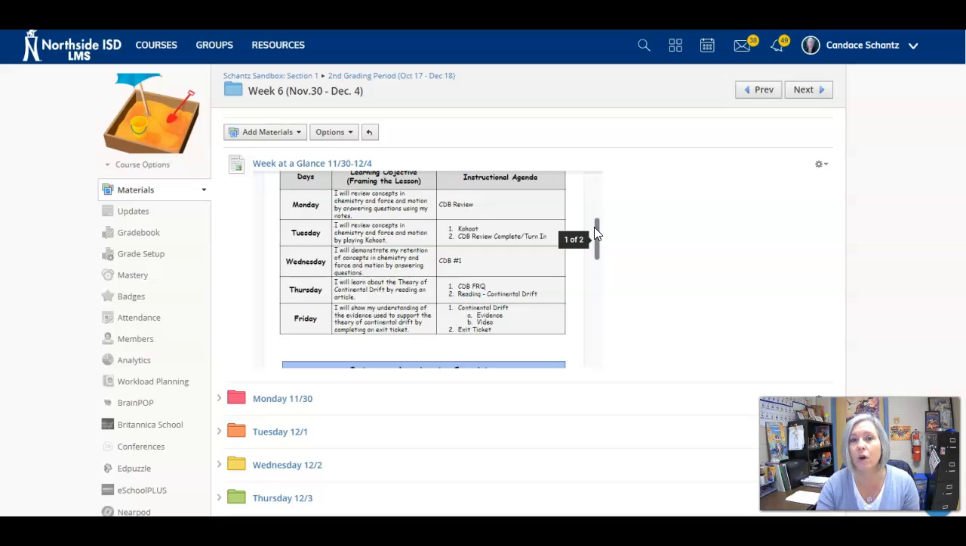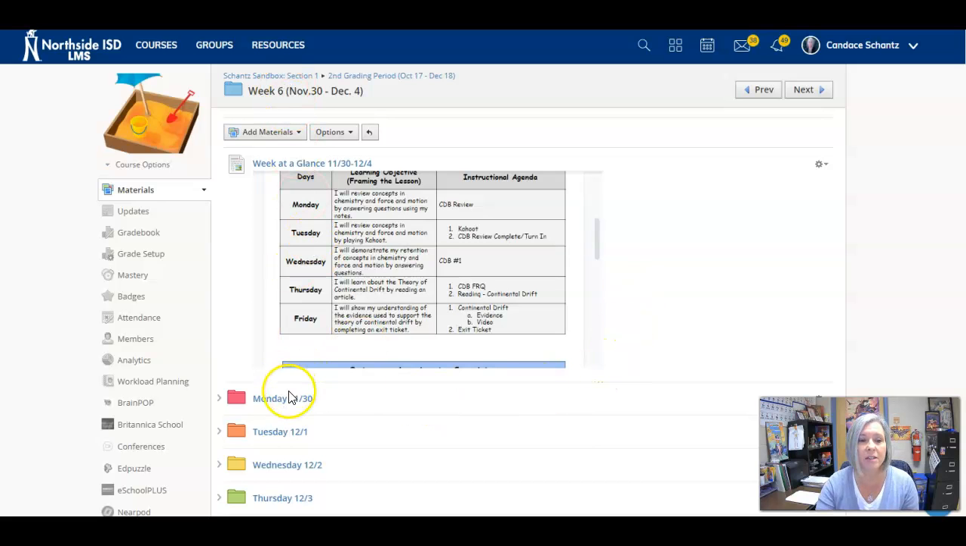Your CDB will cover all of Force and Motion and all of Chemistry. Starting on Thursday, we will begin our new unit, which is Geology, and we're going to start with the history of plate tectonics. You were introduced to plate tectonics in 6th grade, but we're going to go back to the very beginning of how the theory came about, and we'll continue that into Friday.